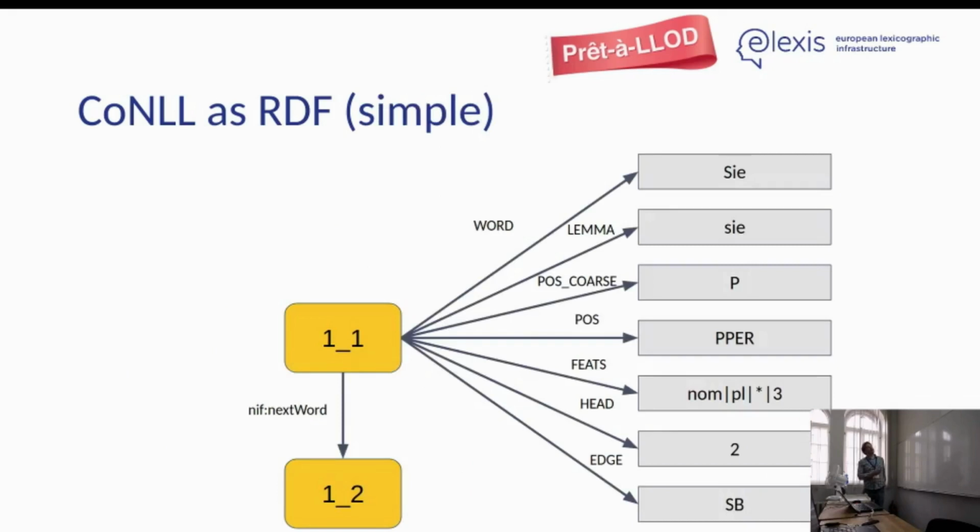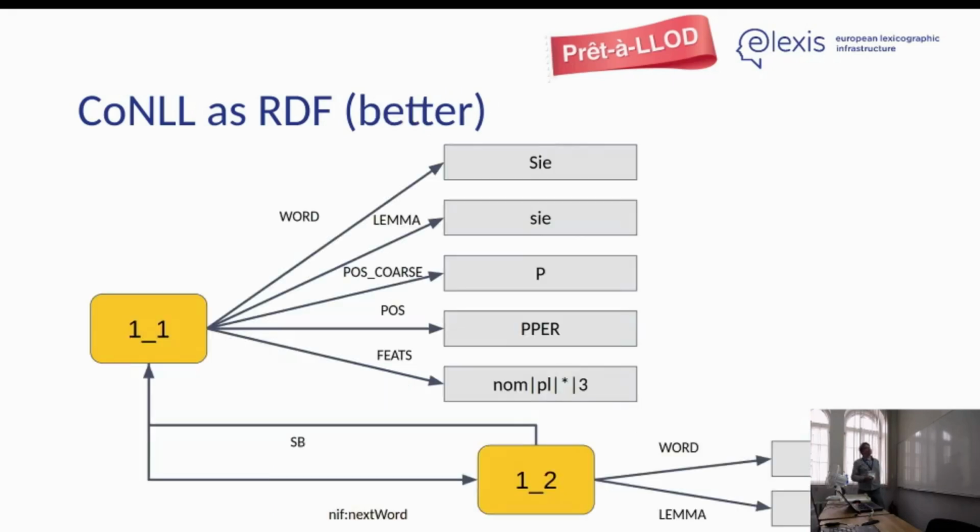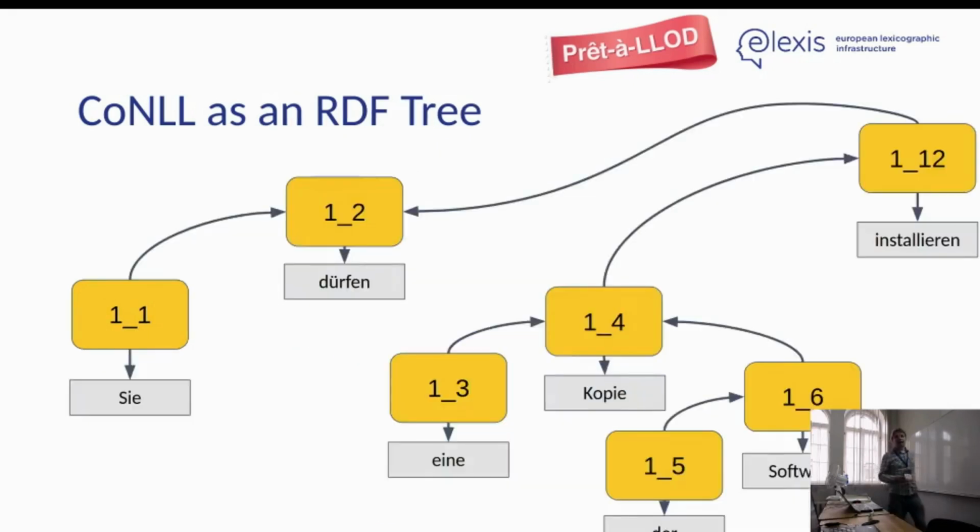And then, of course, because, as I said, RDF has no order, we also need to introduce next word as a property between our words in the sentence. So we keep the structure and the order of the words in our annotation. A slightly better representation is to actually convert this dependency link into a triple. So we can have a triple here that says SB goes from node 1_2 to node 1_1. And if we follow this, it gives us a nice tree. So we can have a tree like this as an RDF graph.